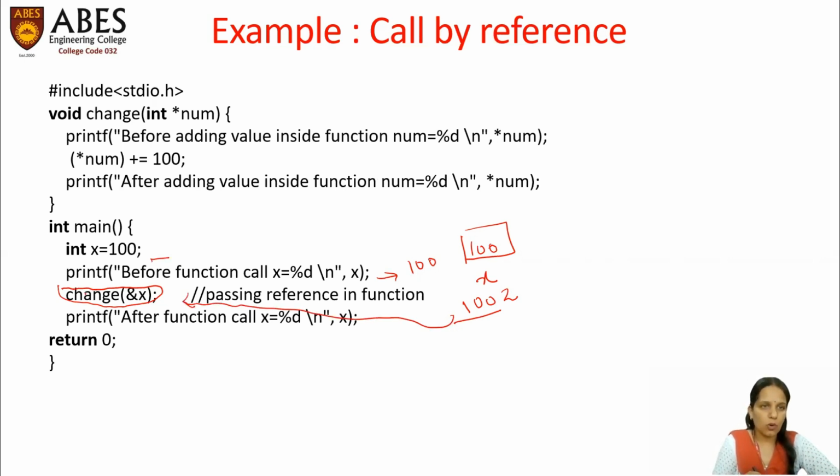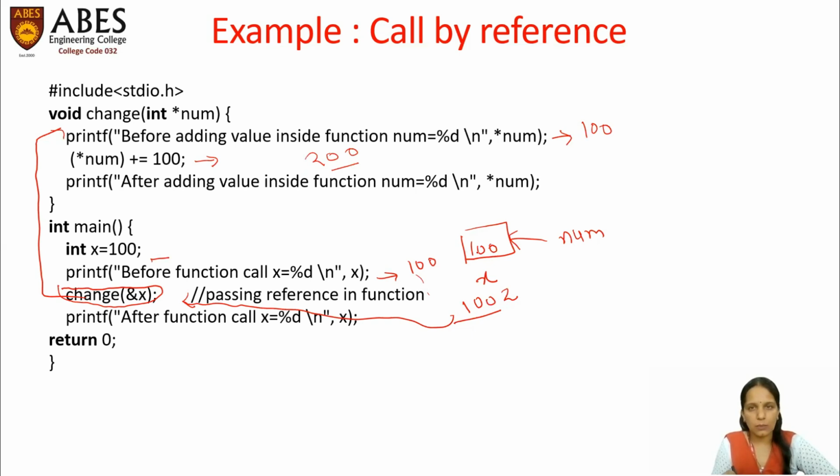Now when you call this function, this num is also denoting the same memory location, right? Num is also this one. In this case, we are changing the value of num. It will give you 100, and after changing it will become 200. Just remember one thing: the memory location is the same. So we are using the same memory location for x as well as num.